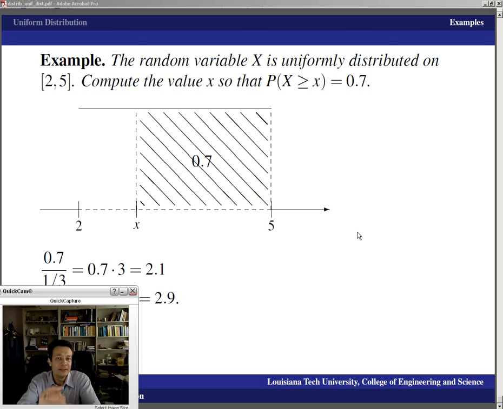But before we get there, the next one that I've actually planned for you is the exponential distribution, so I'll see you there.